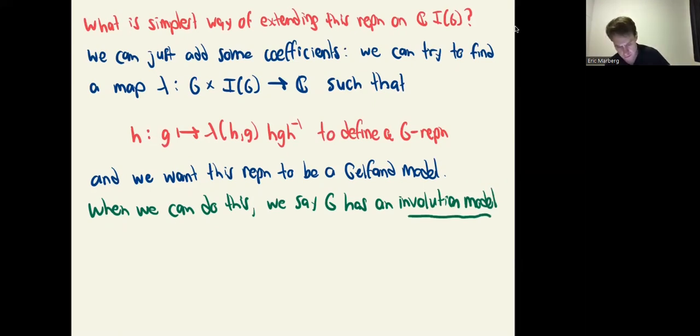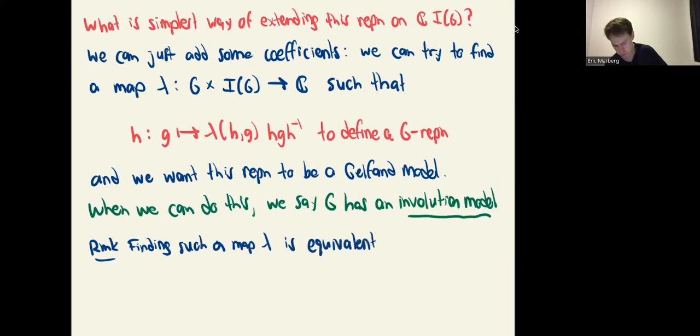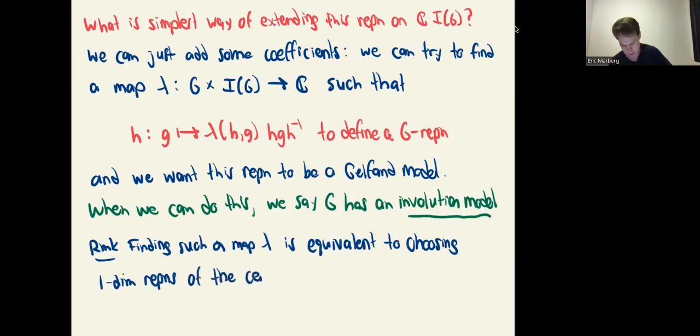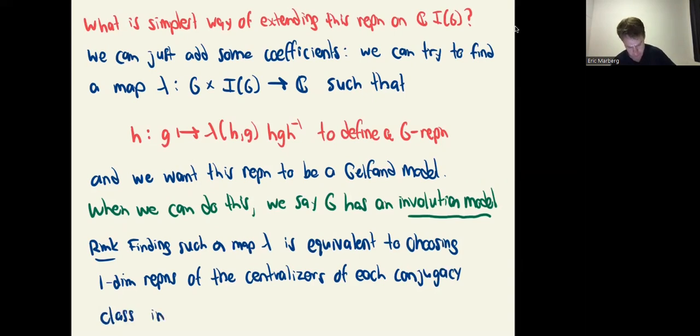I guess just a remark here. So finding such a map lambda is equivalent to choosing one-dimensional representations of the centralizers of each conjugacy class inside the set of involutions, such that we get a Gelfand model when we induce all of them to G.